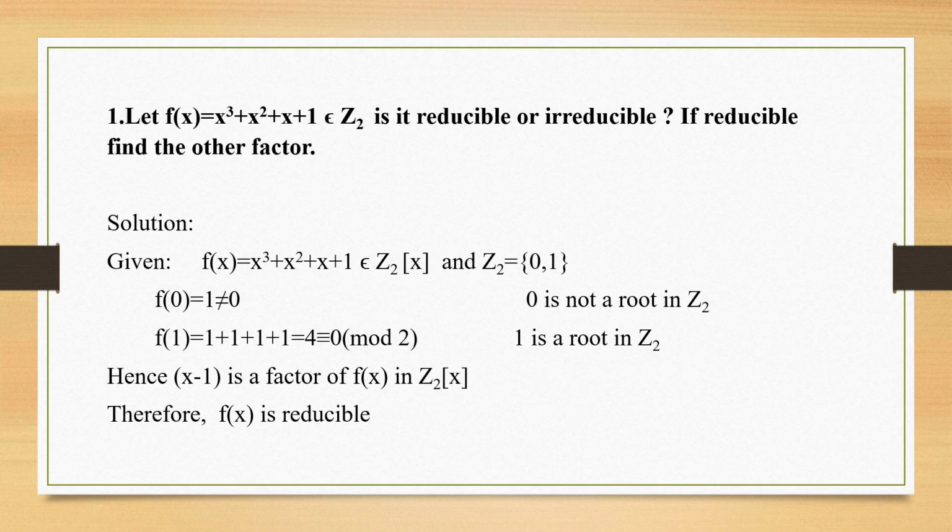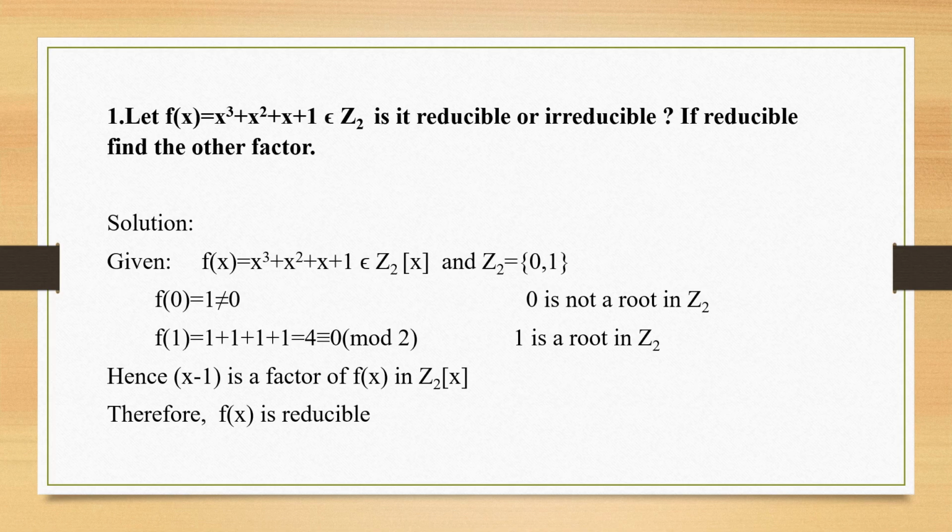Now, given the polynomial in Z2, you know what is Z2? The elements in Z2 are 0 and 1, right? So what is the alternate case? We can go ahead and find out the roots of that. You start substituting the particular elements one by one inside the polynomial. So let me take 0 and substitute inside the polynomial: 0, 0, 0 and 1. So 1 is the answer, and 1 is not equal to 0. Therefore 0 is not a root in Z2.